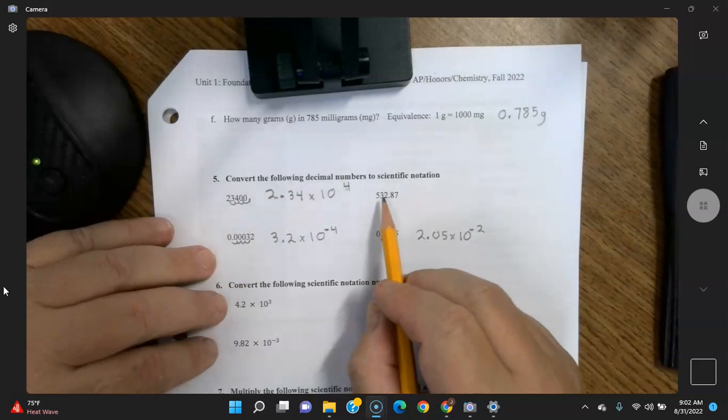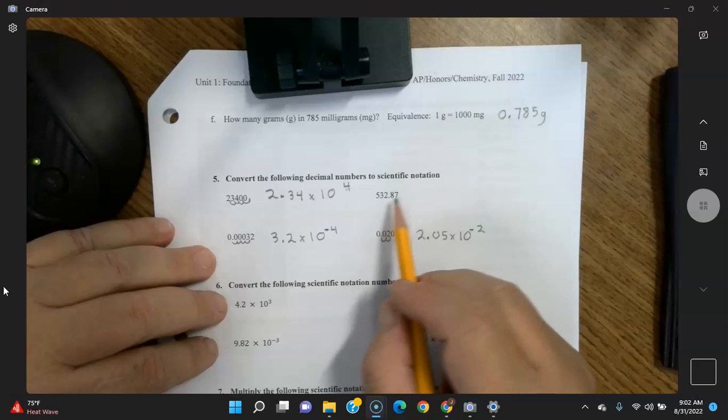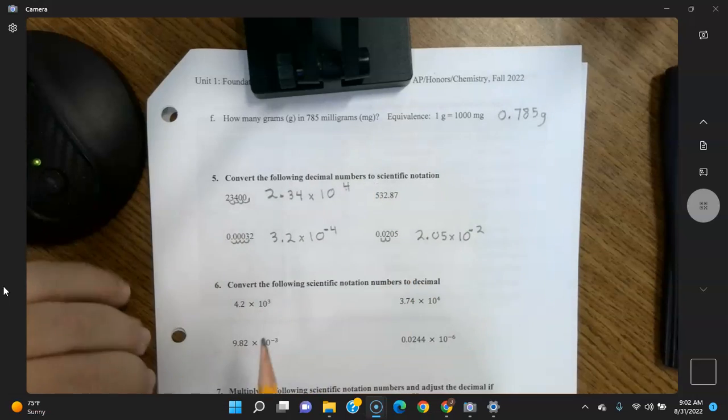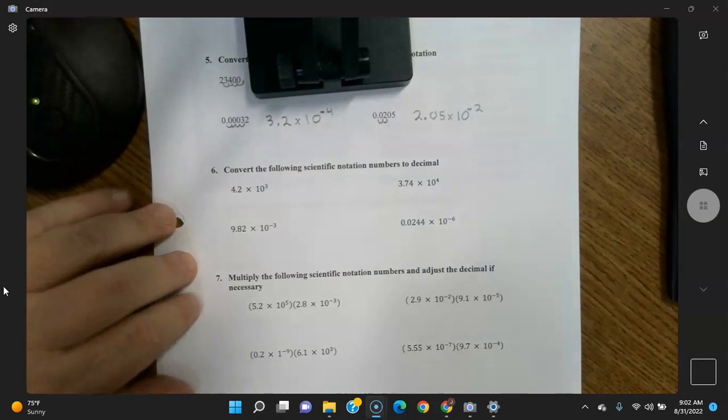Question is, do you have to put all 5 of those digits in your scientific notation? Answer, yes. You can lop off zeros like we did over here, but you can't lop off any other digits, all right? Okay, now let's go in the other direction.